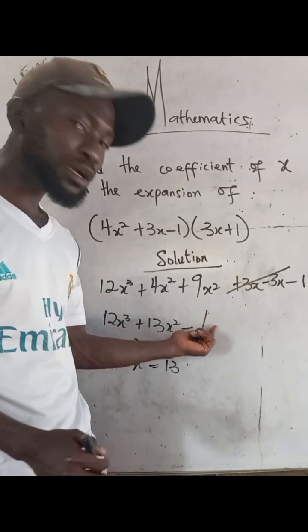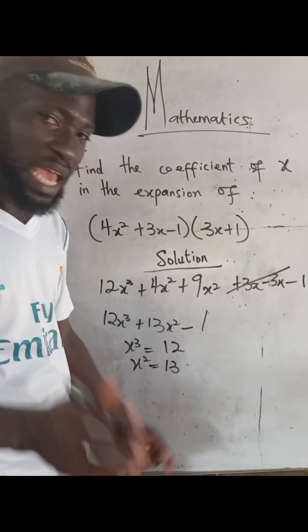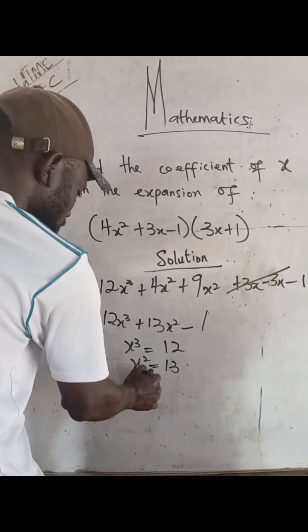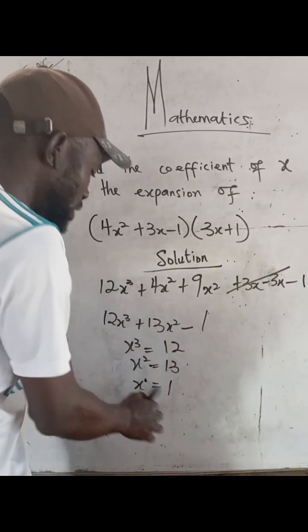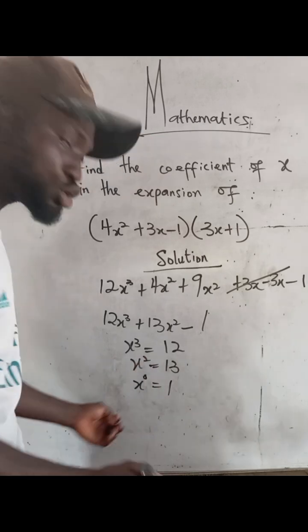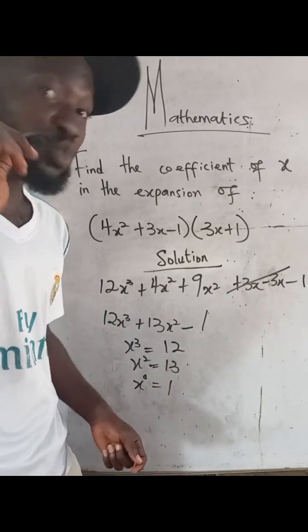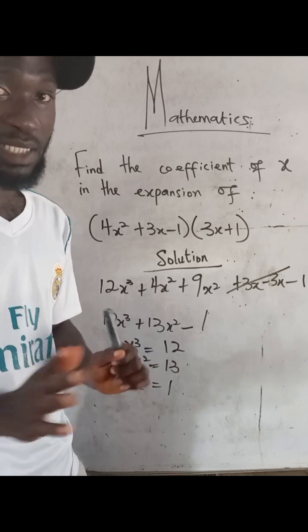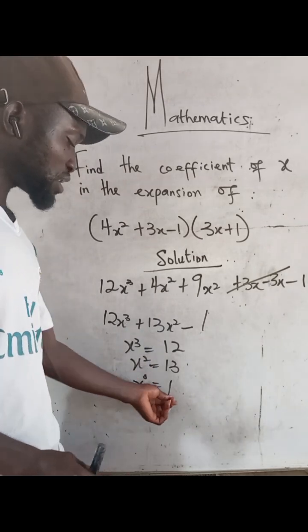Now, what is standing close to 1 here? It is x raised to power 0. Yes, x raised to power 0. That is what is standing close to 1. Do you know why? Because x raised to power 0 is 1. Yes, because anything raised to power 0 is 1 in mathematics. So x raised to power 0 is equal to 1.